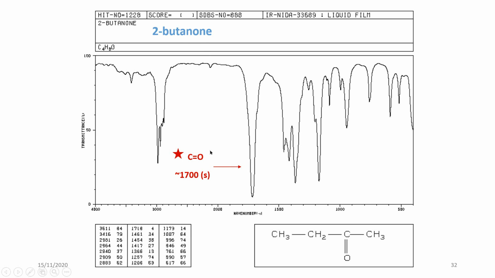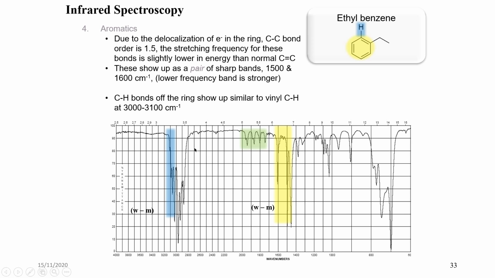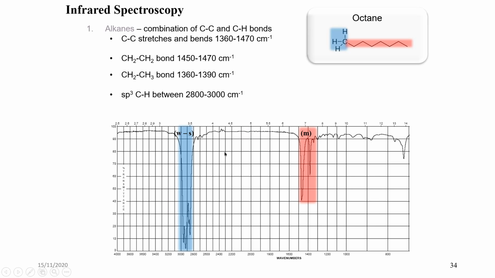In case of butanone, a typical ketone, the carbonyl group appears at around 1700 with a sharp peak. So in this way, the peak values are very useful in assigning the nature of the bonds present in a molecule. And along with these prominent peaks, there are also small peaks corresponding to various types of the bonds present in a molecule.